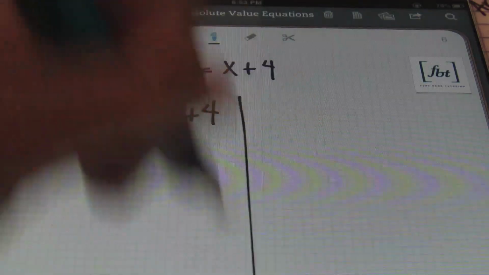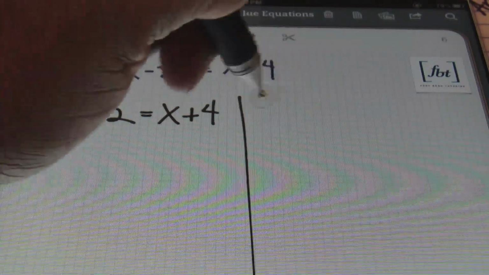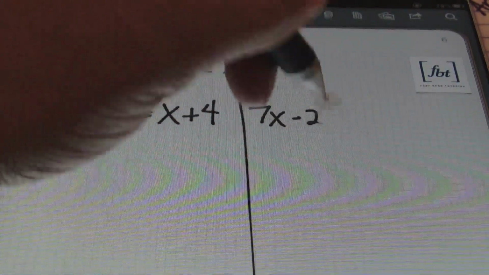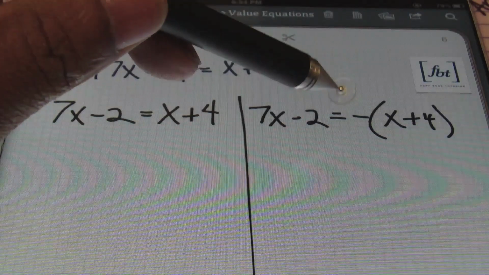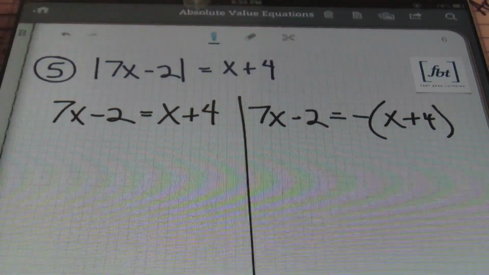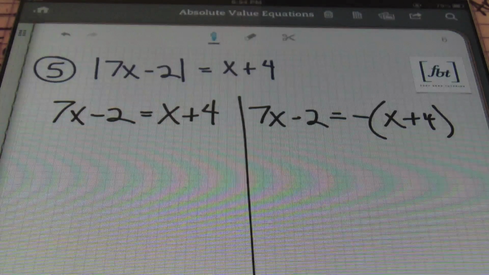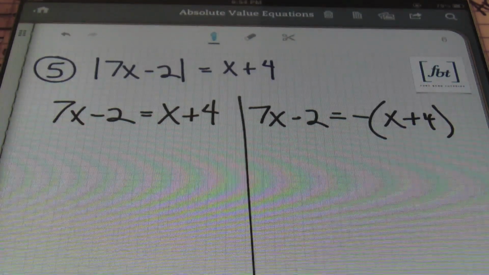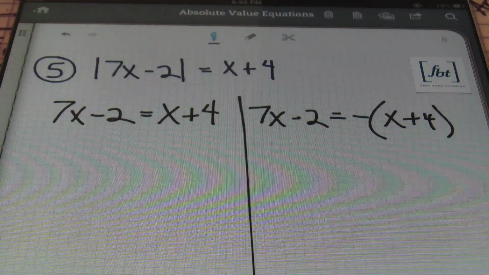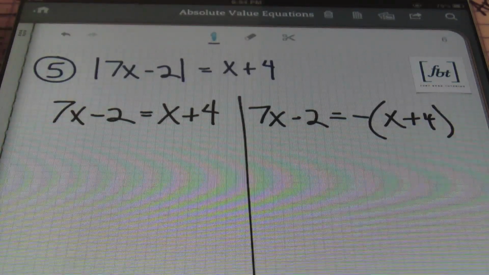Your second equation will look like this. You'll have 7x minus 2 equals the opposite of x plus 4. So therefore, I'm putting a negative around the quantity of the right side of that equal sign, which in this case was x plus 4. From there, go ahead and solve both equations. And remember, we'll need to check our answers to see if they will work in the original problem.